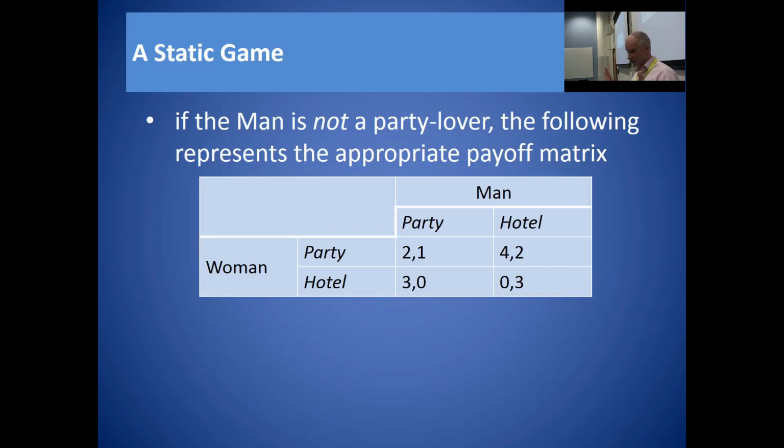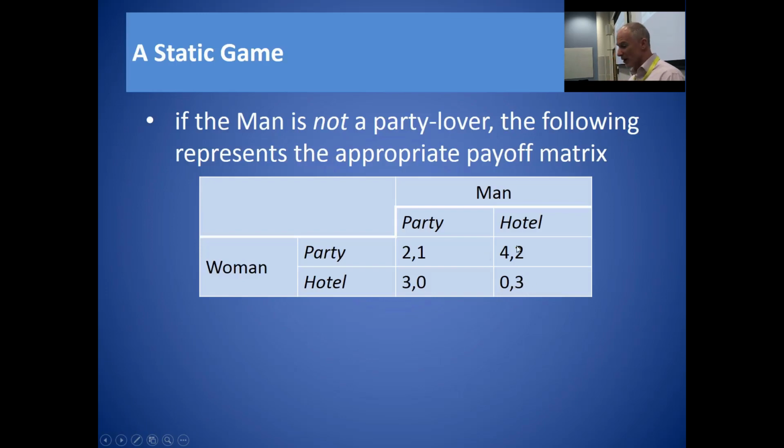Nothing changes for her. Where there's a difference is the payoff for the man. These 3, 2, 1s and 0s. Under this scenario, where the man is not a party lover, it means he has a dominant strategy to go to the hotel. So his highest payoff is when he goes to the hotel with the woman. That's where he gets his payoff of 3.